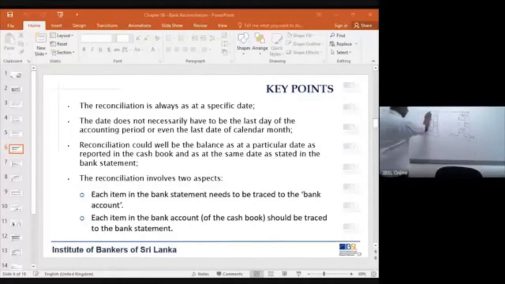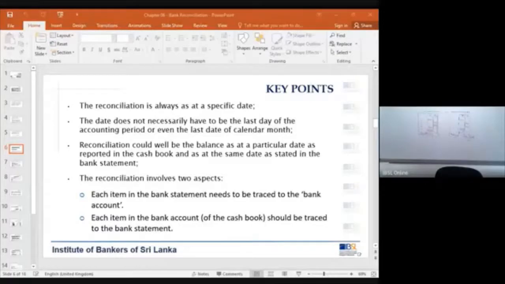We started from here. I took the debits, went and matched against the credits. Then I took the credits, went and matched against the debits. When I did that, this was not marked, this was not marked, this was not. So which means ultimately, why are these two balances not matching? Because of these circled items.